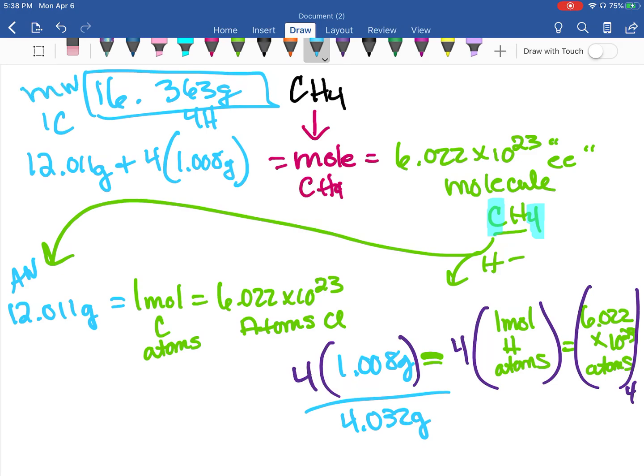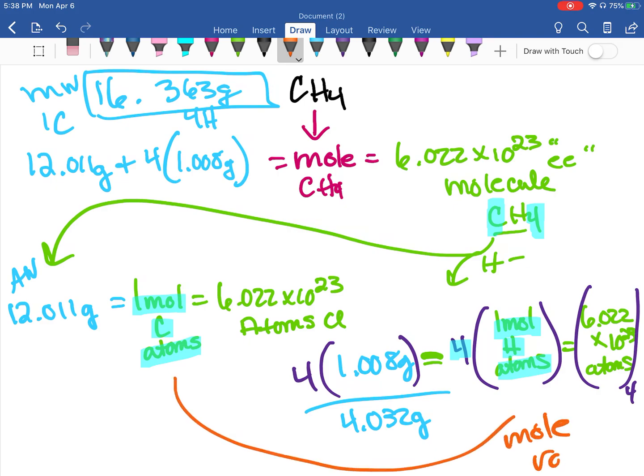Okay, now I want to add some vocab here. I want to add another concept. That concept is that for every one carbon, you have 4 hydrogens. This is something we're going to call our mole ratio. We're going to use that in a whole lot of problems. So let's double check that this video is working, and then we're going to add to that.